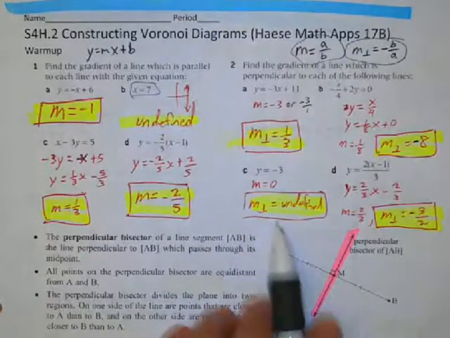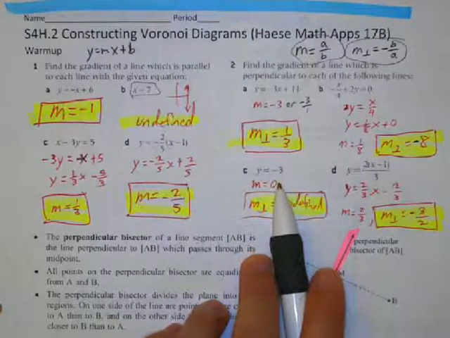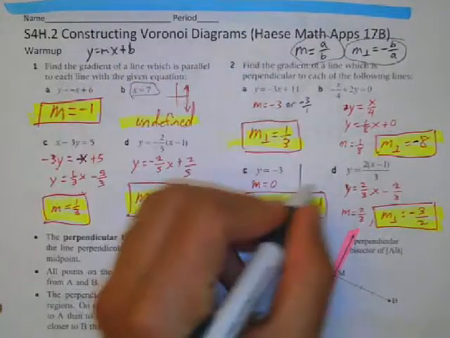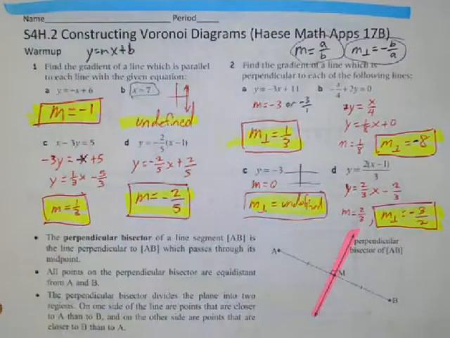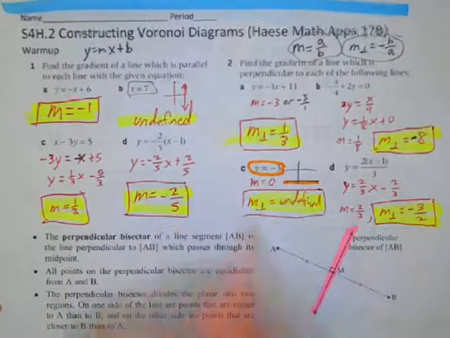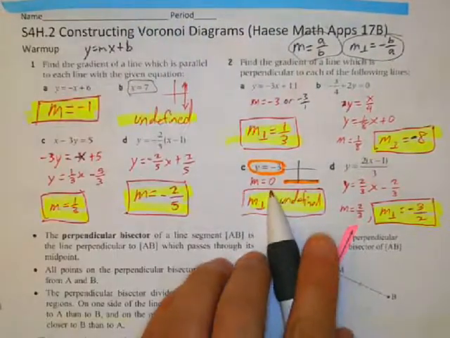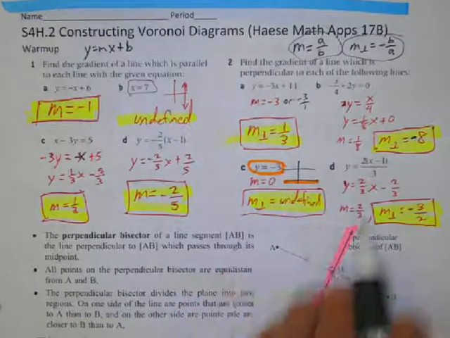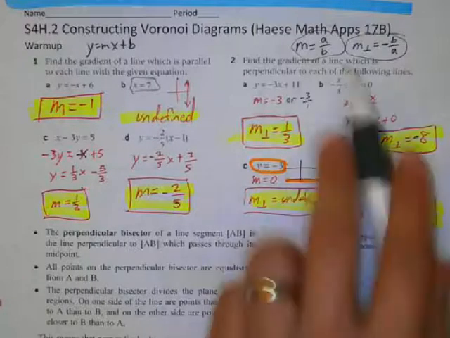Okay. Here, if I have y equals -3, that means my slope is 0 because this is a horizontal line, right? So this gives me a horizontal line. So if my slope is 0, then the perpendicular slope is going to be straight up and down, which is undefined.